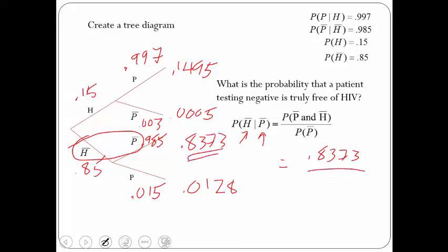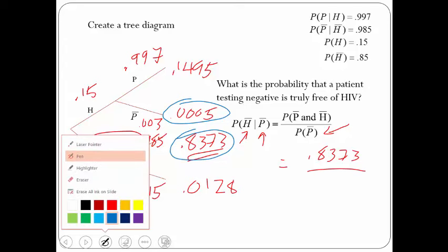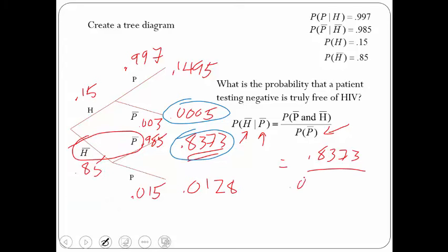And then we need what percentage of people are not positive. Where did you get the negative tests? And the negative tests occurred right here. Here's a negative test, and here's a negative test. There's two ways to test negative. Either you have it and test negative, which is the 0.0005, or you don't have it and test negative, which is the 0.8373.